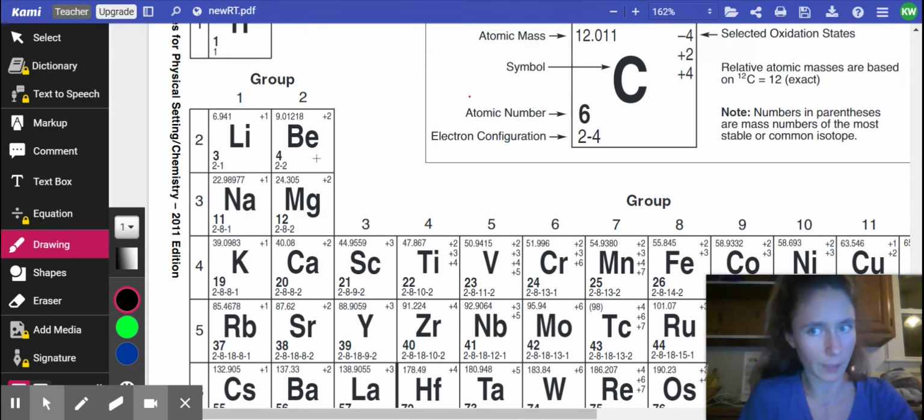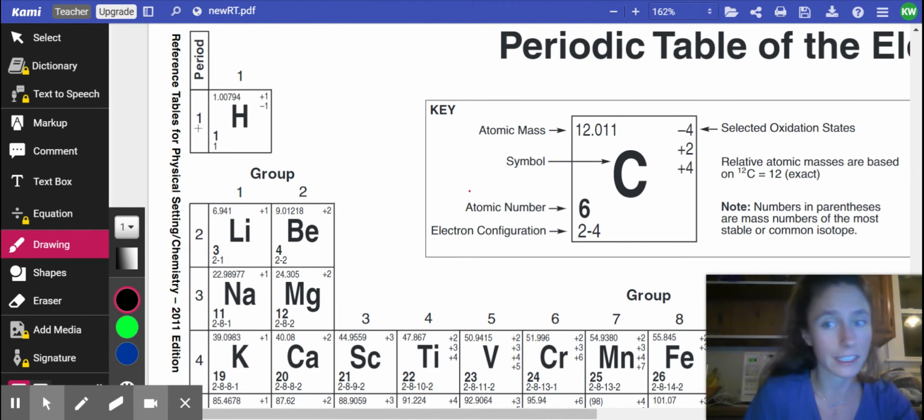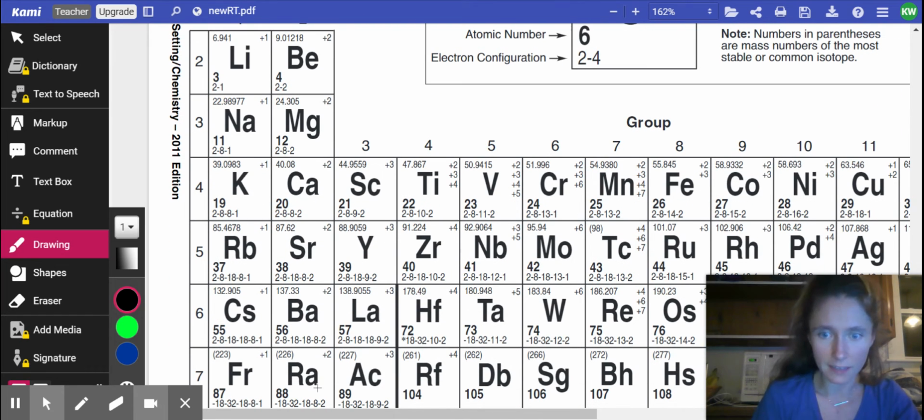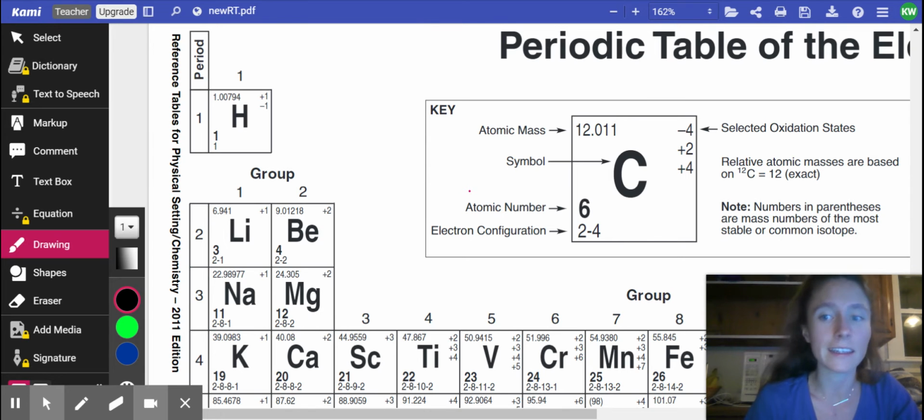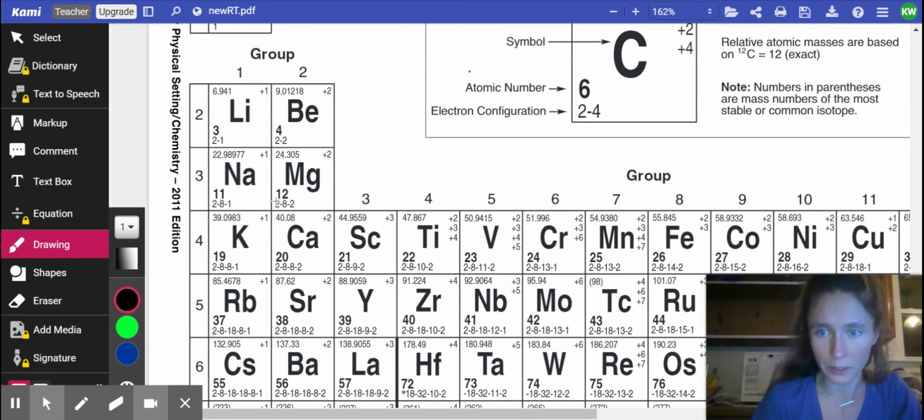Let's take a second to talk about what it means to be in period 1 versus period 2, 3, 4, 5, 6, 7, and so on and so forth. Depending on what period you're in, it determines how many energy levels you have. So period 1 only has 1 energy level. You can see there's only 1 number written down here for hydrogen. Period 2 has 2 energy levels. You can see there are 2 numbers written down here for lithium and beryllium. Period 3 has 3 numbers written. Period 4 has 4 numbers written.